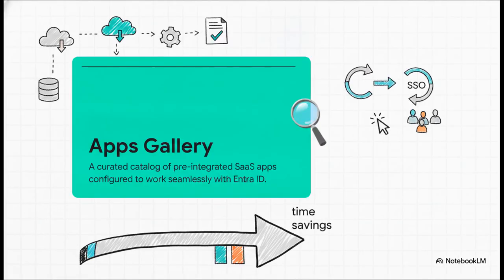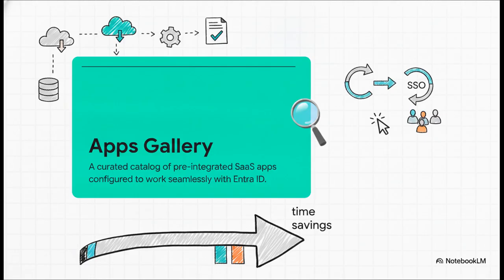And that brings us to the 4th pillar, applications. Now, we all know migrating legacy on-prem apps can be incredibly complex, but integrating modern apps, it is an absolute breeze, thanks to the Apps Gallery. Think of the gallery as a curated catalog within Entra ID packed with pre-integrated SaaS apps, like DocuSign, for example, that are already configured to work seamlessly without any custom coding.